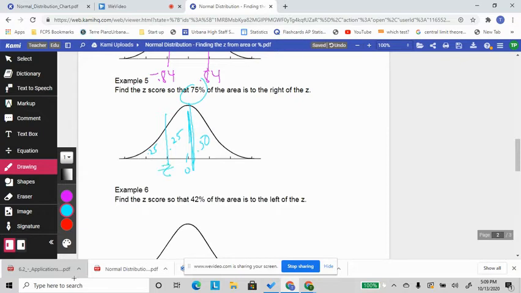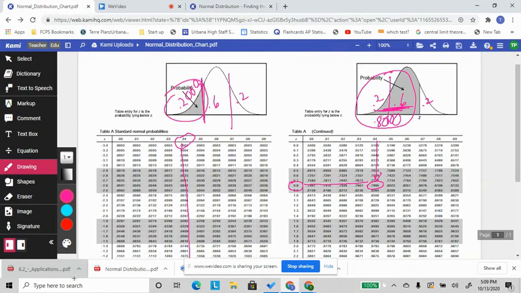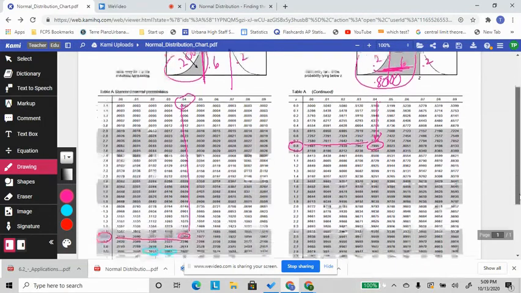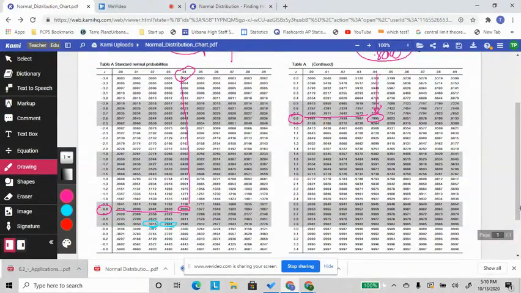So I'm looking for a z that has 75%, 50, which is half, plus another 25% to the right of it. So that means this is 75, this has to be 25. So I'm on the negative side. So I'm going to look up the z that has the closest thing to a negative 2500. And we did that one before. Negative 2500 is negative 0.67.